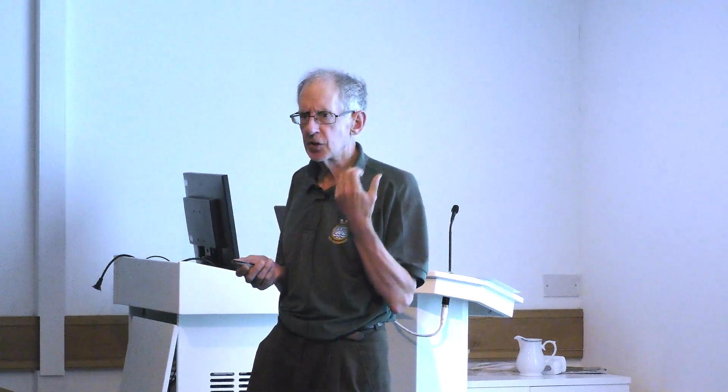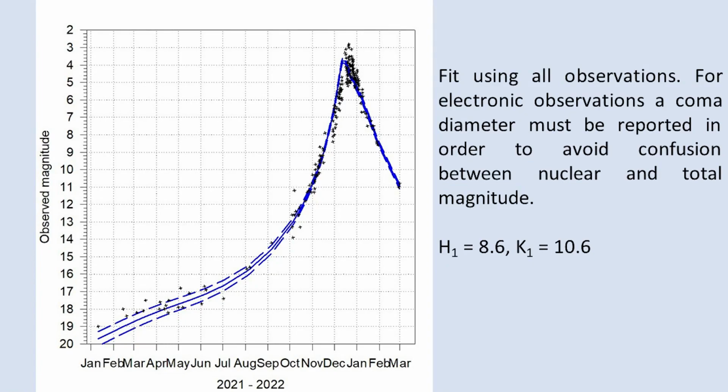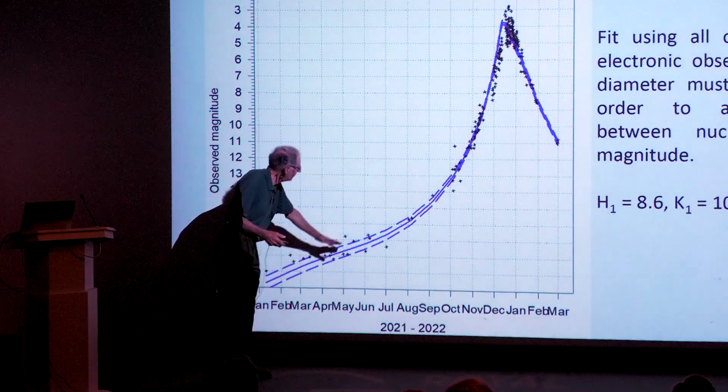That's because it helps to distinguish between a total coma magnitude and a purely nuclear magnitude. So if your observation is only that very central part of the coma, it's no good for comparing with the visual observations. So I don't use any electronic magnitudes that don't have a coma diameter associated with them. And as you can see, it's a moderately good fit, taking everything together, possibly a little bit different down there.